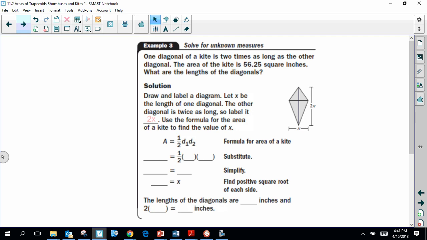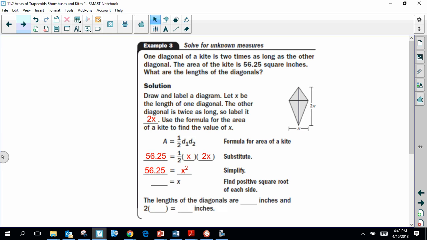All right, well, knowing here that one diagonal is x, the other diagonal is going to be 2x. We label it that way. They give us the area of 56.25, so I substitute those into the problem here. Now, what I have here is 56.25 being equal to 1/2 times x times 2x. On the right side of the equal sign, I can simplify the 1/2 and the 2 to just be 1, and x times x gives me x squared, so I wind up with 56.25 equals x squared.